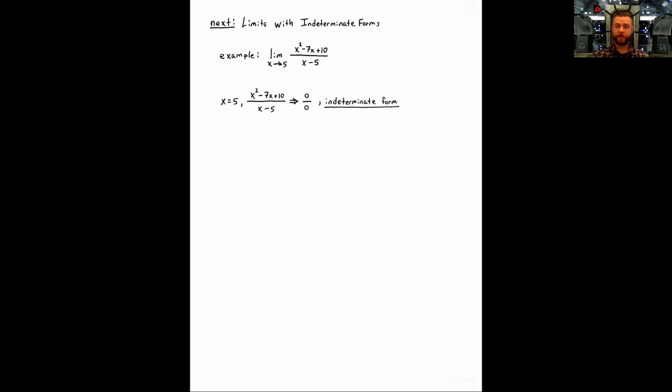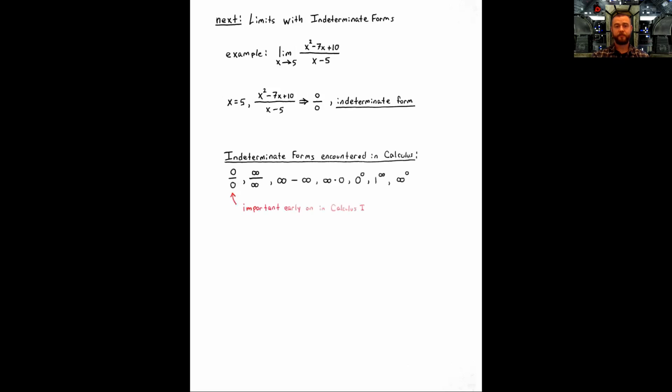All right, now there are other indeterminate forms besides 0 divided by 0. Here are the standard ones encountered throughout the calculus sequence. 0 divided by 0, infinity divided by infinity, infinity minus infinity, infinity times 0, 0 raised to the 0 power, 1 to the infinity power, and then infinity to the 0 power. Now, we're not going to see some of these for a while within our course, but I do want to get all the standard indeterminate forms out of the way, since we're going to detail how we deal with limits with indeterminate forms within this lecture.